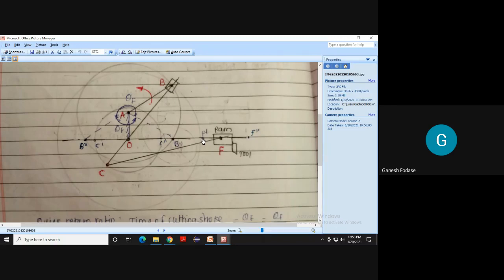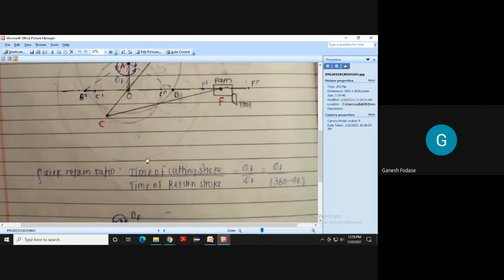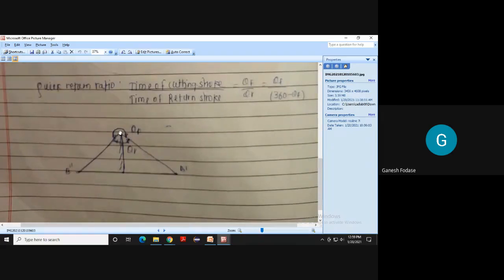Others? Yes, AB dash. Okay. So you understand, at the extreme left position, the crank is at AB dash. And at the extreme right position, that is F dash, when the tool is at the extreme right, where is the crank? AB double dash. So I talk about two extreme positions. One is AB dash, the other one is AB double dash. That's what is shown here. You can see this A to B dash and A to B double dash.